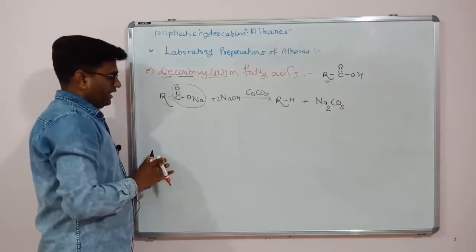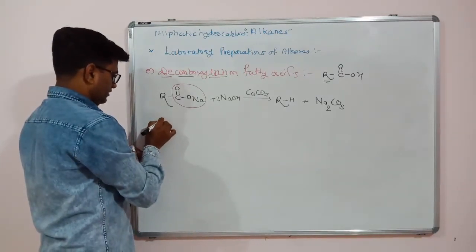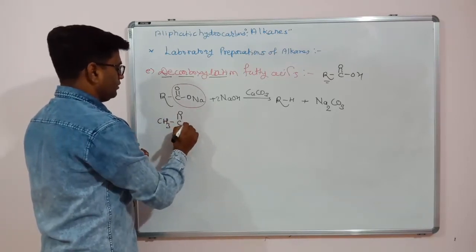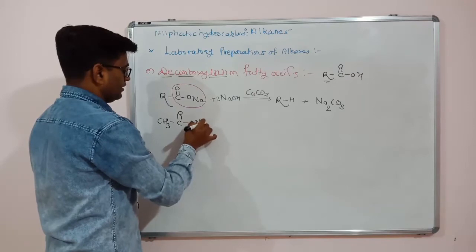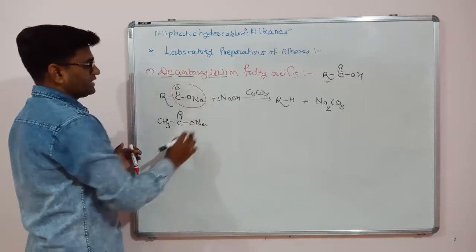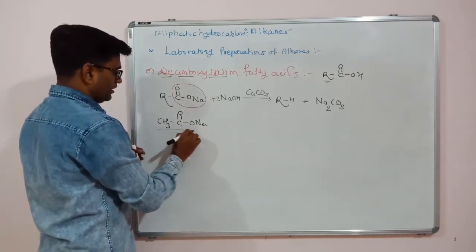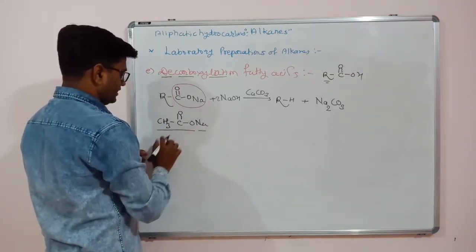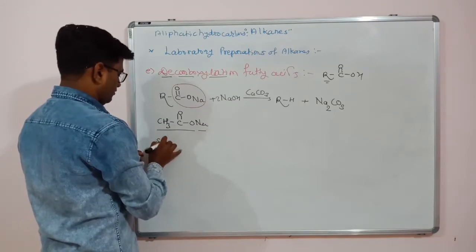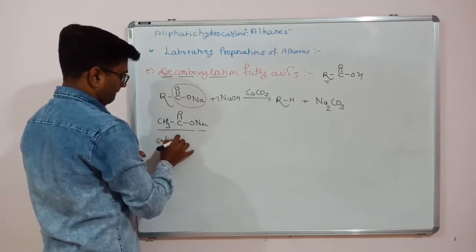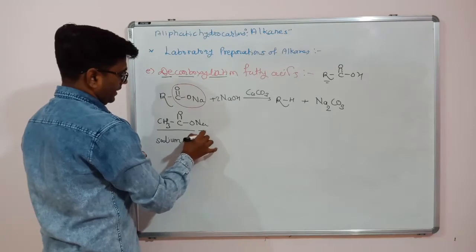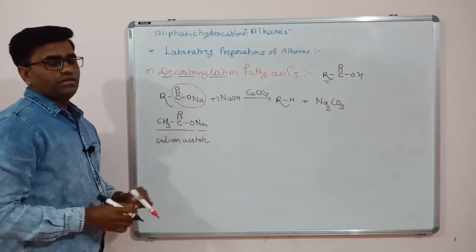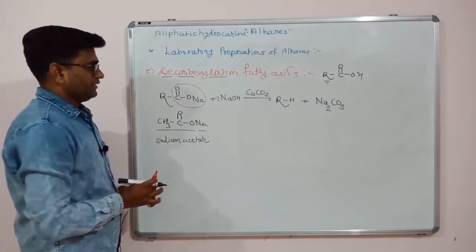For example, we have a methyl here. So the name of this compound is sodium acetate. This 2-carbon carboxylate group is called acetate. So the name of this molecule is sodium acetate.